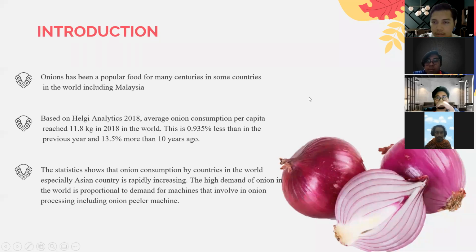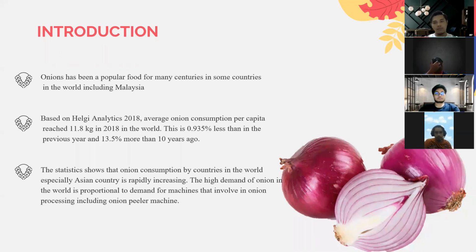Okay, so first of all, the introduction. Onion has been a popular food for many centuries in some countries in the world, including Malaysia, especially countries in Asia, because Asian countries use onion in their dishes and they have a lot of products from onion. Based on Helgi Analytics 2018, this is the statistic. Average onion consumption per capita reached 11.8 kilograms in 2018 in the world. This is 0.935% less than in the previous year and 13.5% more than 10 years ago. This shows us that onion consumption by countries in the world, especially Asian countries, is rapidly increasing. So all people in the world are using onion more than before.